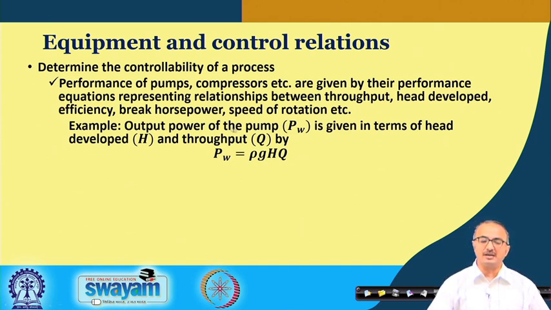You will get an expression to find the output power of the pump, given in terms of the throughput and the head developed. g is the gravitational acceleration and rho is the density. These equations, which correlate the pumping power, the head and the throughput, also come under the constitutive relationship. This is about one piece of equipment, and such expressions will be there for other equipment also.